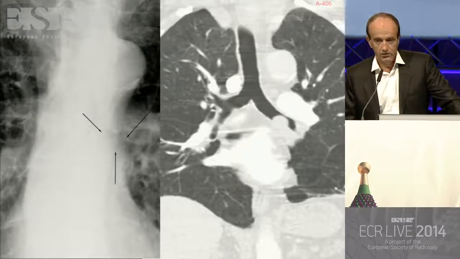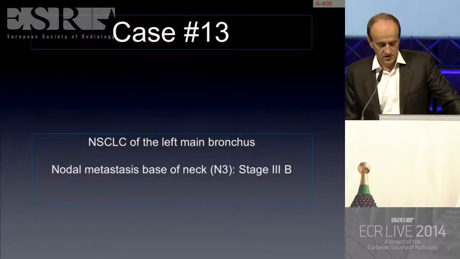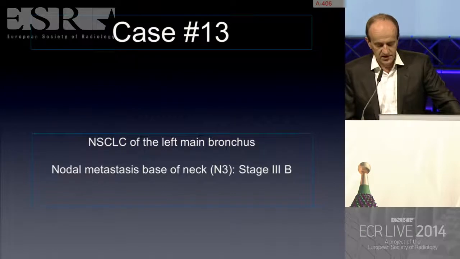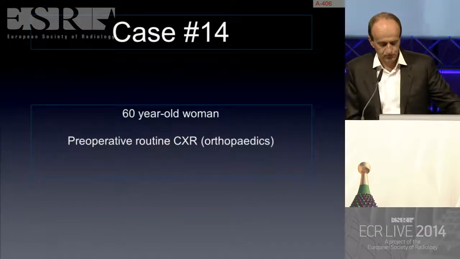And if we now have a close look at the frontal view, we can see this iceberg lesion in the left main stem bronchus. So this is a nodal metastasis in the base of the neck, and so it's a stage 3B lung cancer.